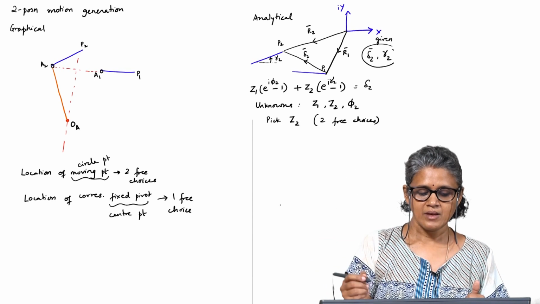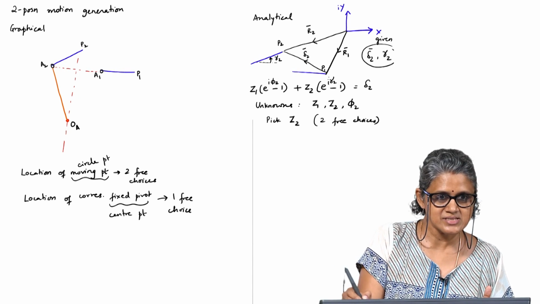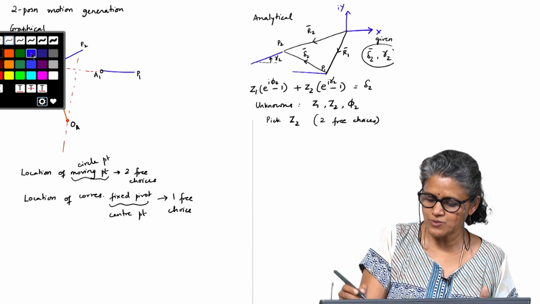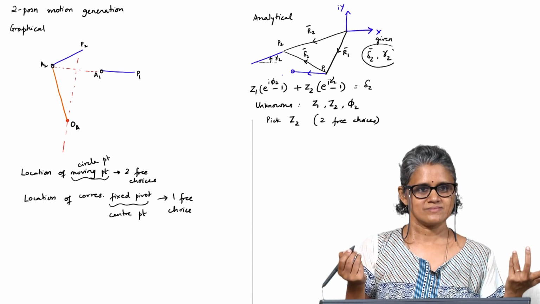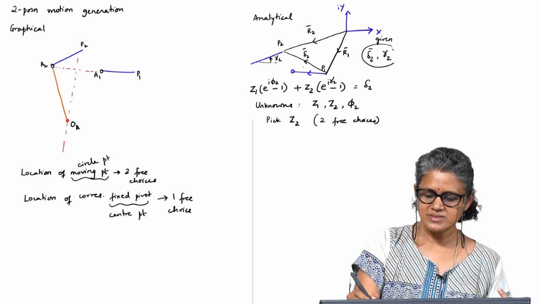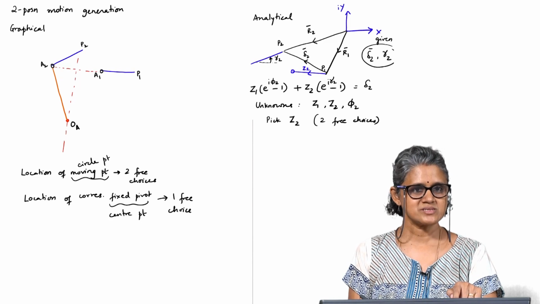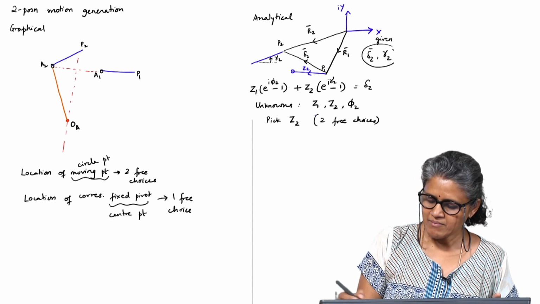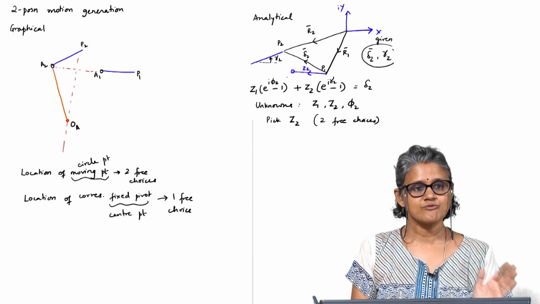Then, so what is Z2 here? Z2 is essentially this vector here. So, if I pick Z2, I am saying I am locating this circle point or moving pivot. When I pick Z2, that is what I am doing here, which is the same as my picking A1 in this case. And then I also have to pick phi 2, so that I can solve for Z1.